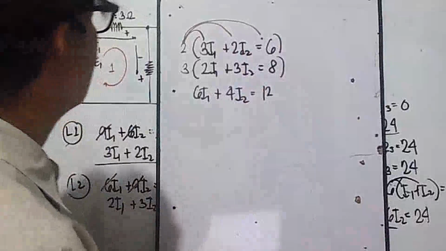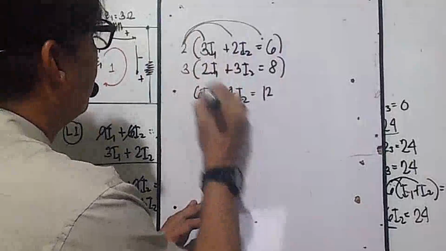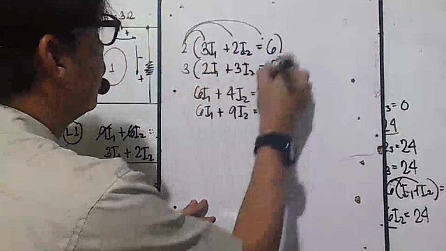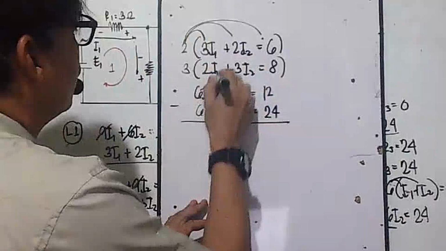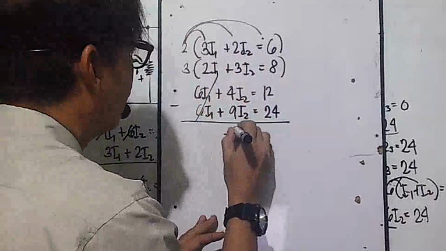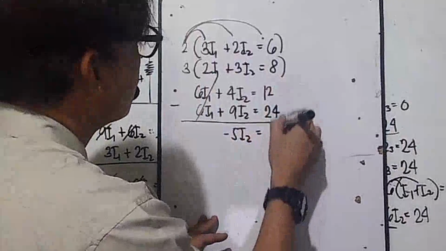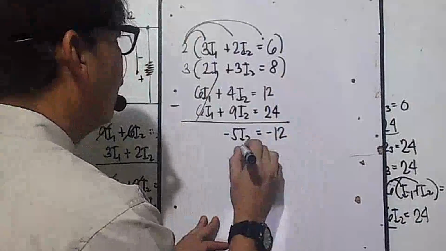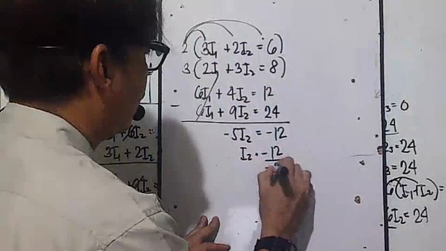Okay, now next is this one, we distribute 3, so we get 6I1 plus 9I2 is equal to 3 times 8 is 24. Okay, so we subtract, so pwede na makancel to, that's equal to 0. So 4 minus 9 is negative 5I2, okay, and then equal to, it is 12 minus 24, that's negative 12. Okay, so your I2 now is equal to negative 12 divided by negative 5.